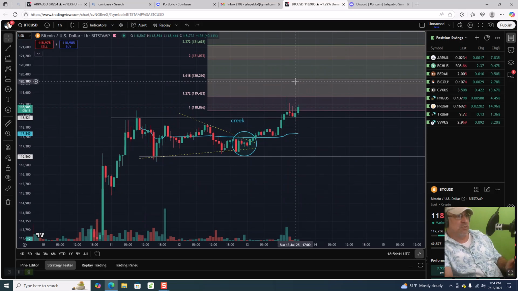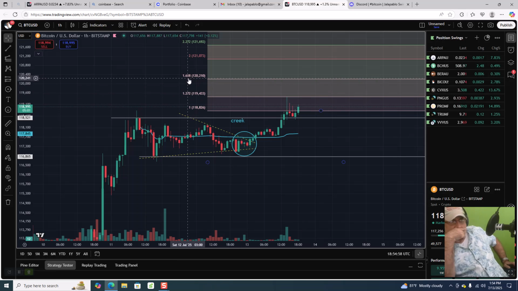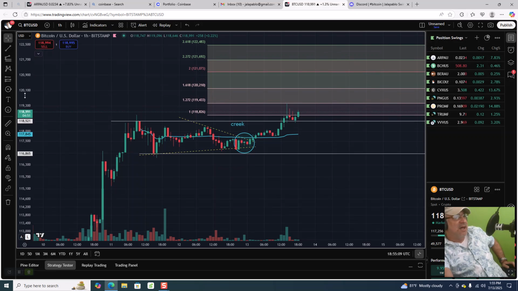1.618, which is 120,000, 122, 120.2. And then certainly there we could go up further, but we take it extension by extension, first to the 1, then to the 1.272, then to the 1.618, and then to the 2. The 2 is the 121,000, and then the 2.272 is 121.69, and then the 2.618 is 122.